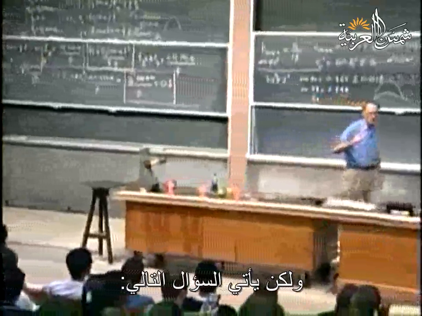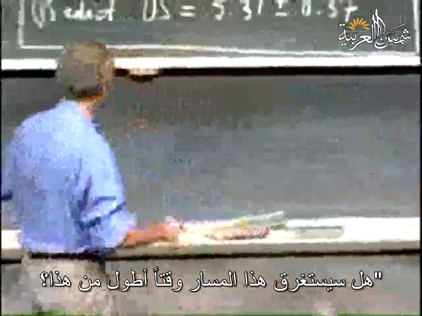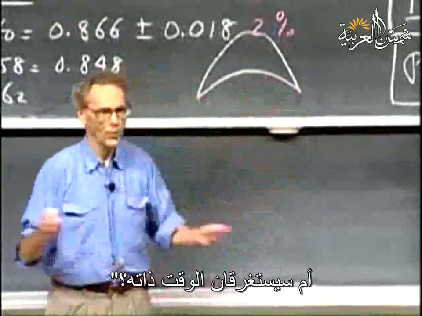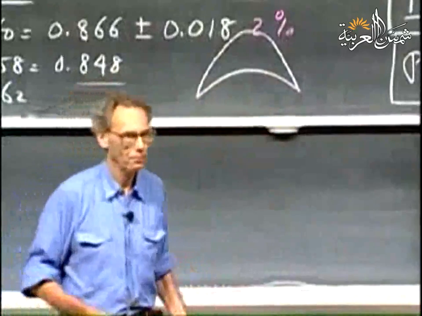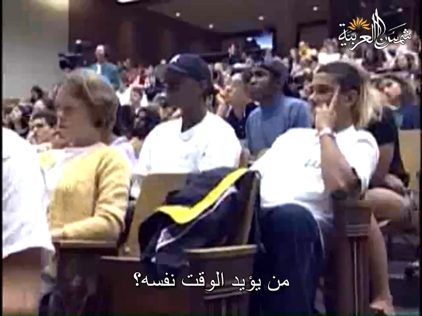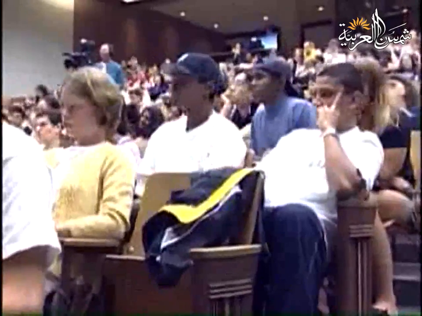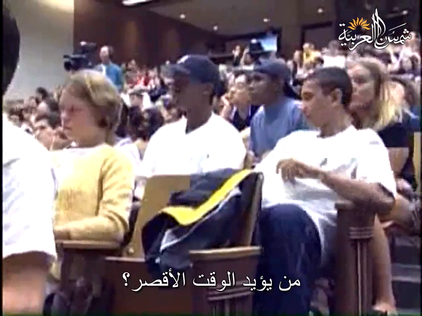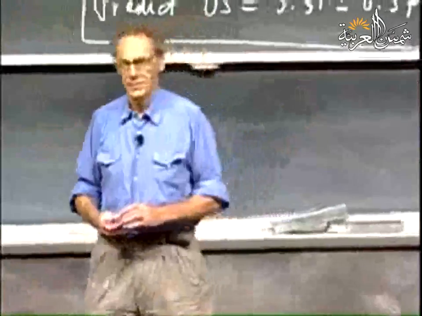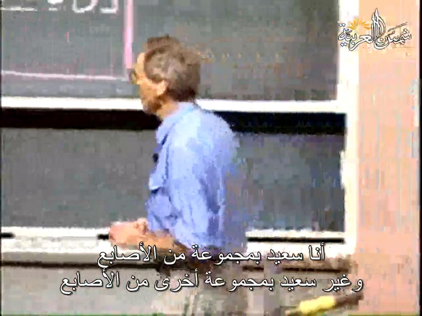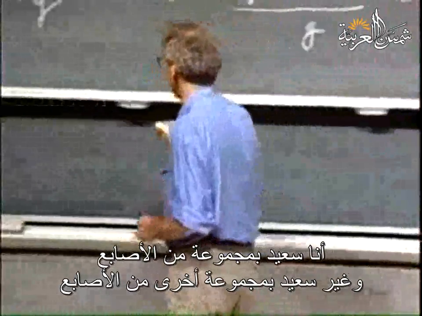But now comes the question, will this trajectory take longer than this one, or will they take the same amount of time? Who is for the same amount of time? Who is for longer? Who is for shorter? Okay. I'm happy with one set of fingers and unhappy with another set of fingers.